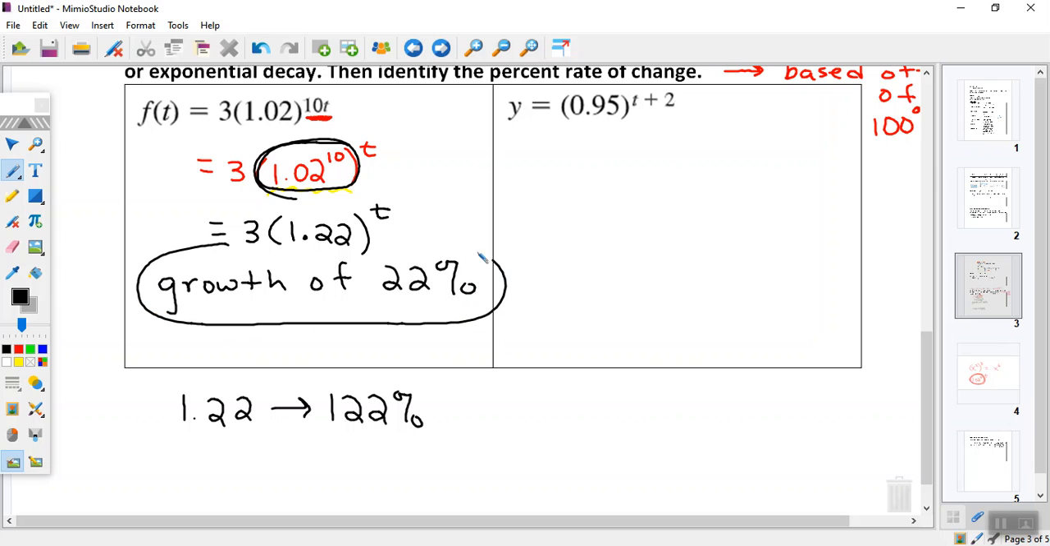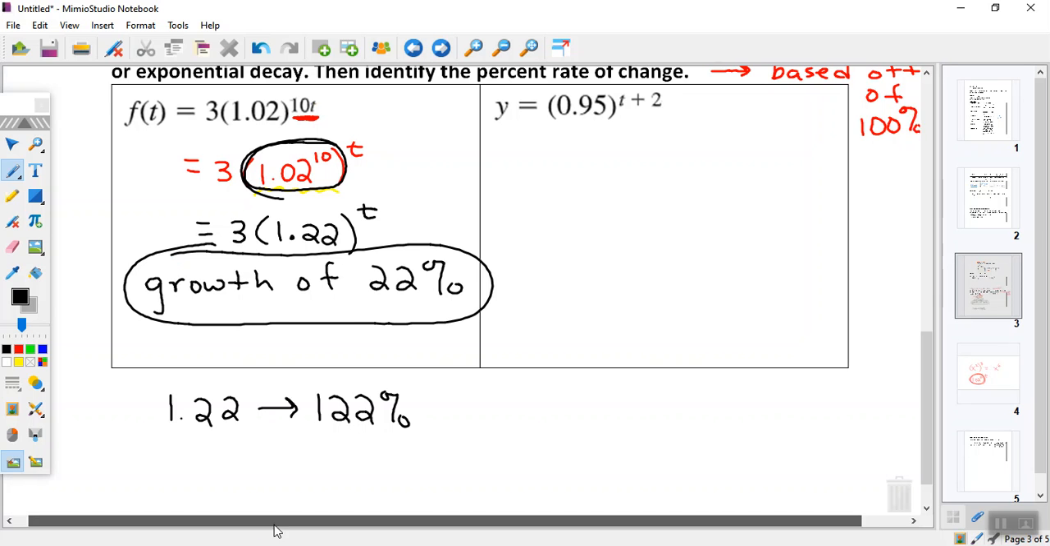Let's try another one. You all understand here how I did this. This 1.02 to the 10t power is like 1.02 to the 10th, because what happened with the 10 and the t? Well, they got multiplied to make that 10t up there. You guys remember that from your rules of exponents? Okay, all right, so let's try another one.